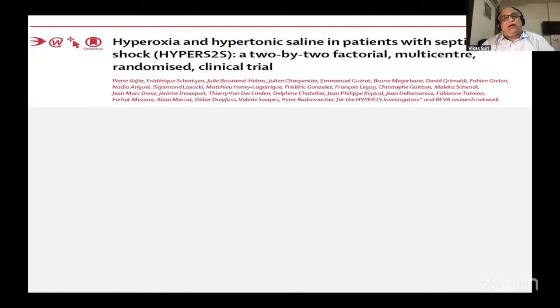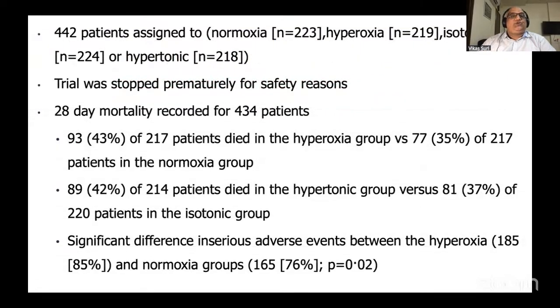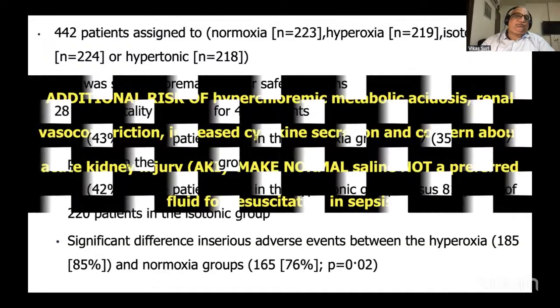Hyperoxia and hypertonic saline: there was some data that if you increase the oxygen and give hypertonic saline, there is some role in sepsis. But the HyperS2S trial had to be stopped early because increased mortality was seen in the hyperoxia and hypertonic saline group, and significant adverse effects were seen in patients who were given hypertonic saline and super oxygen concentrations.